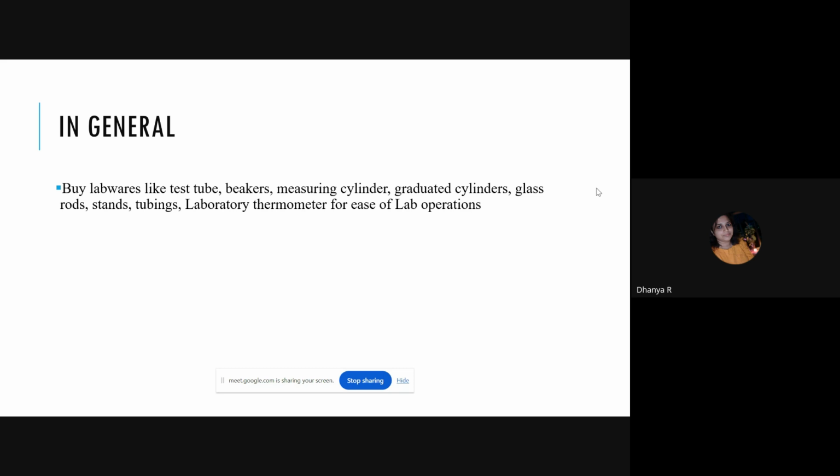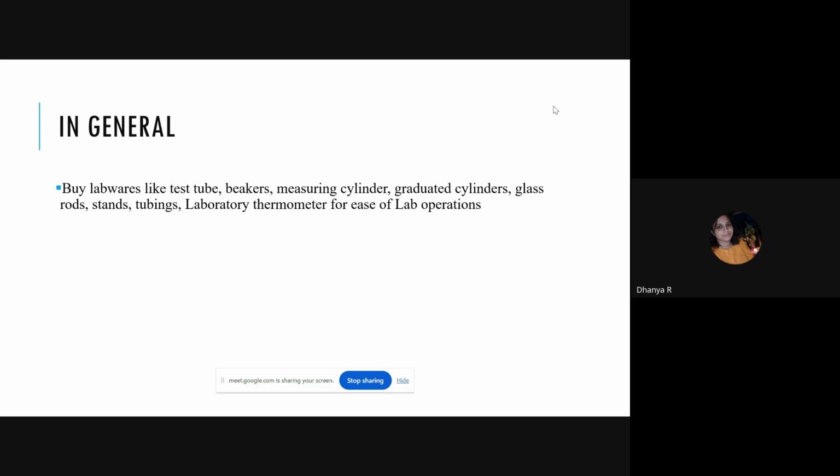Then a laboratory thermometer. If you have to check the temperature inside the hot air oven, you would be needing a laboratory thermometer. A laboratory thermometer is a long thermometer, 30 centimeters long. So you should be buying that also. These will ease the lab operations.